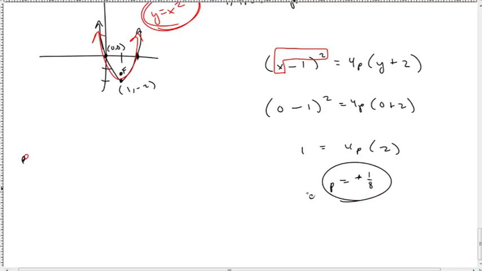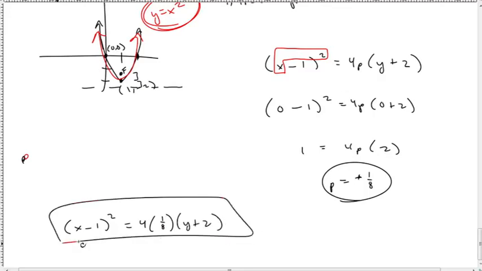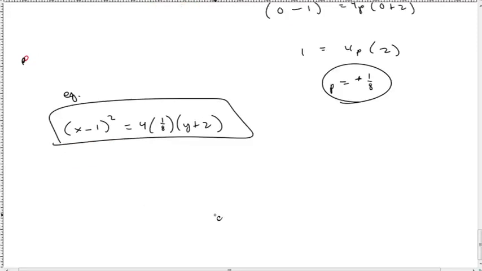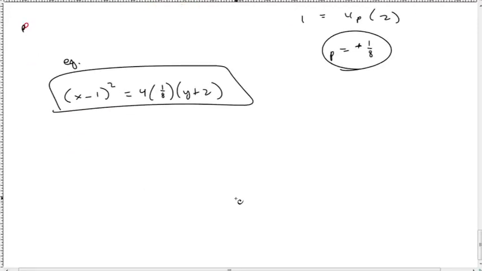So I got p is equal to positive 1/8, so that's a 1/8 distance right there. My directrix would be right here, and again, a negative 1/8 distance there. So my formula should then be 4 times the positive 1/8, and then y plus 2. You do not need to simplify, that's my equation. You're done. That's it. We're good. If you want to simplify, that's fine, but there's no need to.